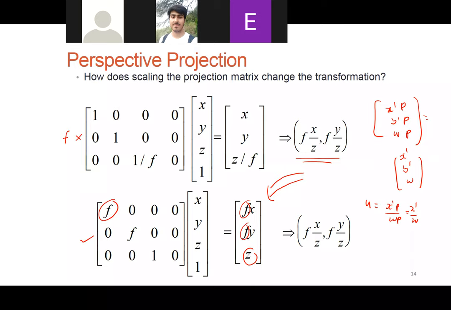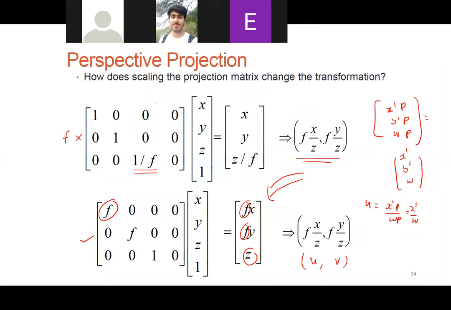Because at the end of the day, our UV is nothing but this, which is what you want to get. Since equal scaling of all these elements would give you the same result, in order to avoid these kinds of fractions here, I could have multiplied the whole thing with F. That's all it is.